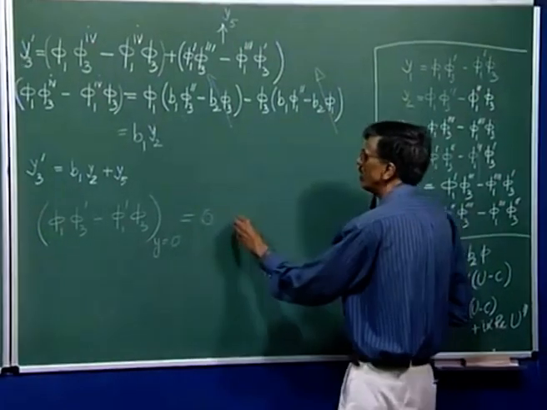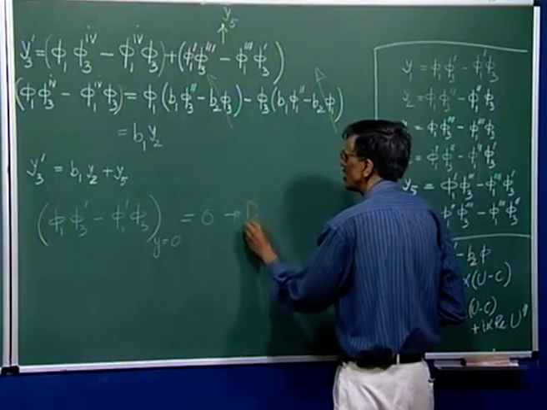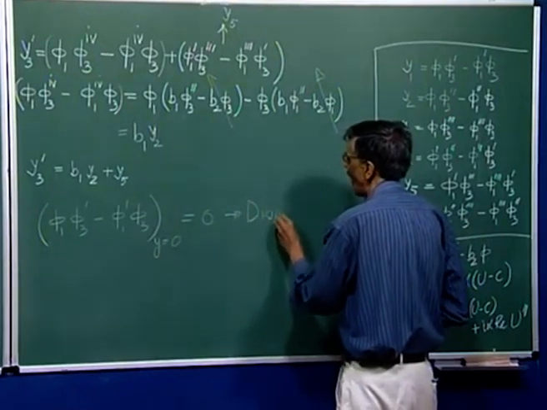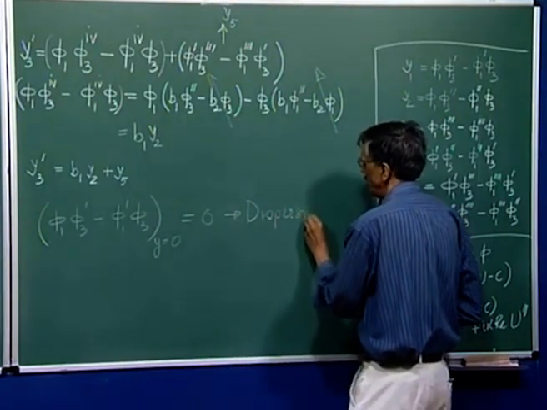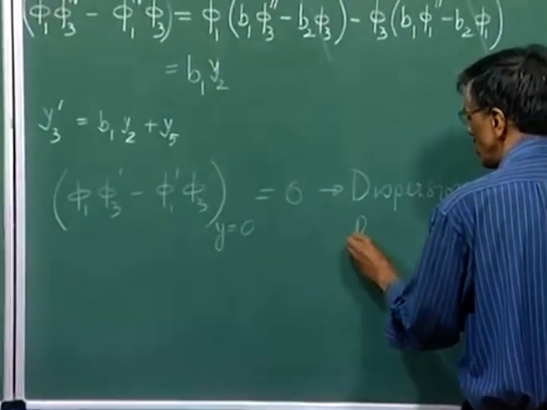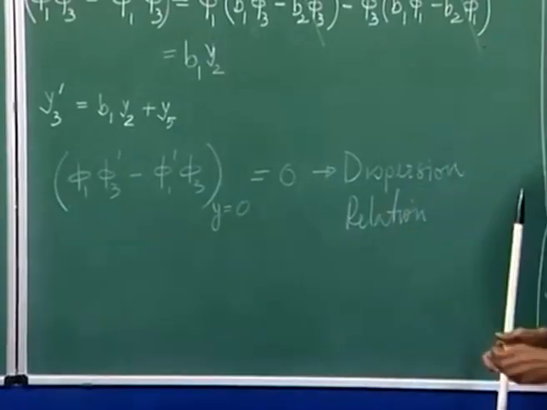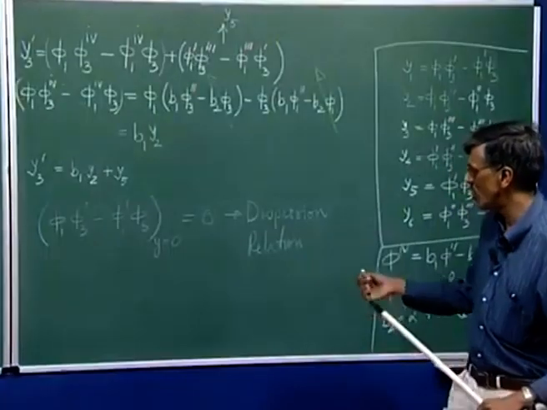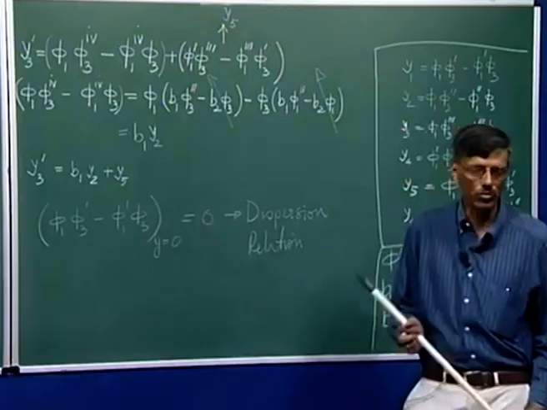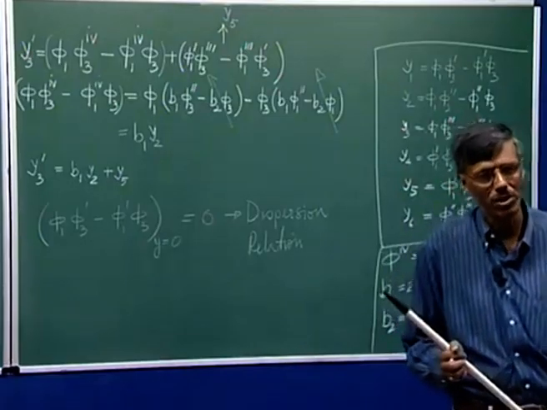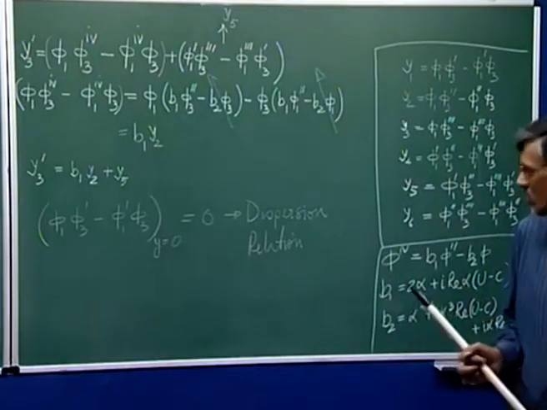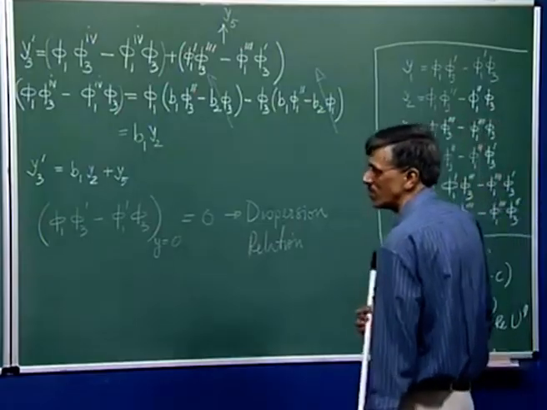So, this is our dispersion relation, because we noted that not all combinations of omega and alpha will ensure this, only selective ones will do that, and those selective ones are the eigenvalues. So, this is essentially your dispersion relation.